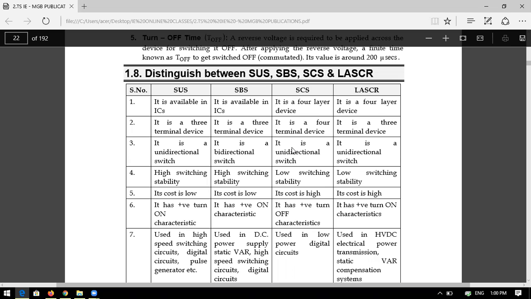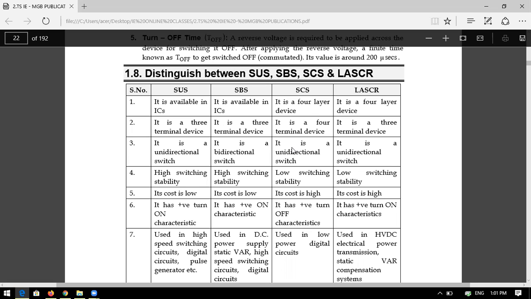Switching stability: which one has the more stable switching? SUS has high switching stability, and SBS also has high switching stability. SES and LASCR have low switching stability. Okay. Next, what is the cost? The cost is high for SES and LASCR, and the cost is low for SUS and SBS.